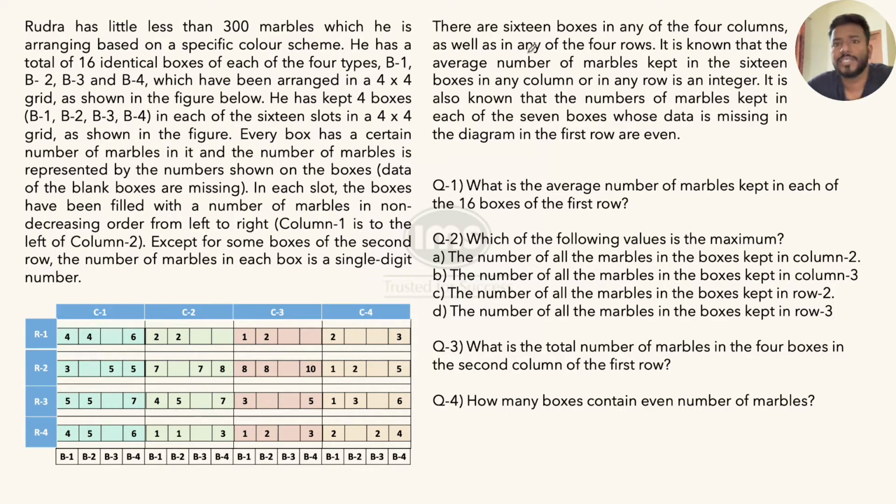Now there are other conditions as well. There are 16 boxes in any of the 4 columns, right, as well as in any of the 4 rows.